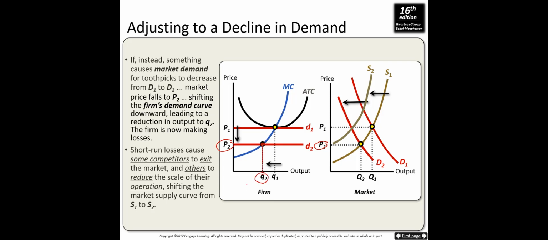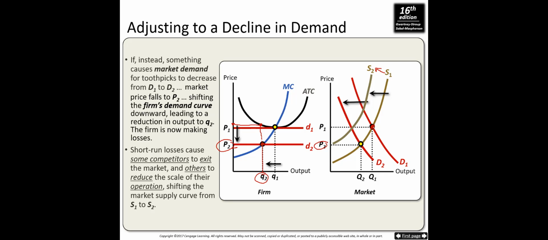Q2, the firm is producing, but at this Q2 the firm is making a loss because cost is here. Producing costs this much, and P2 is here. Because of that, some firms are going to leave the industry, or some firms are going to reduce their capacity for production, and the supply curve is going to shift back, going to decrease. And because of the decrease in the scale of production, we go back again to P1 prices.